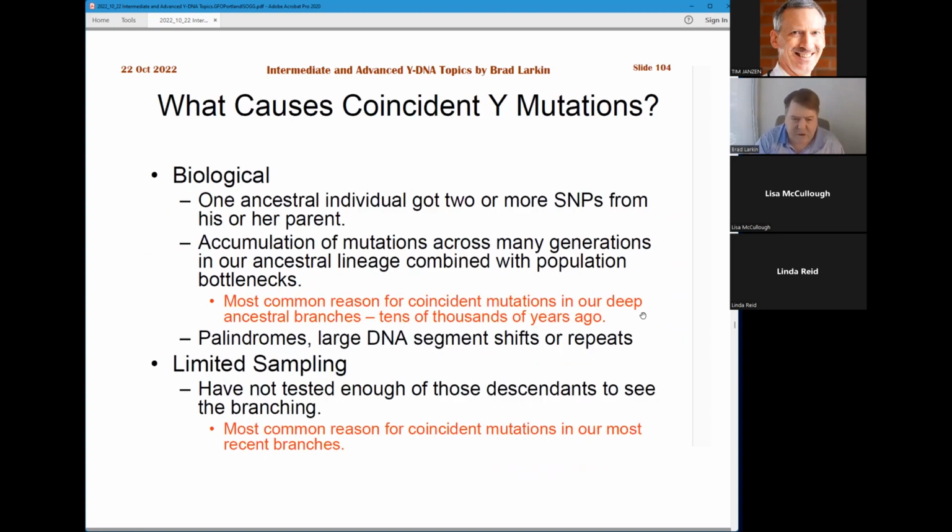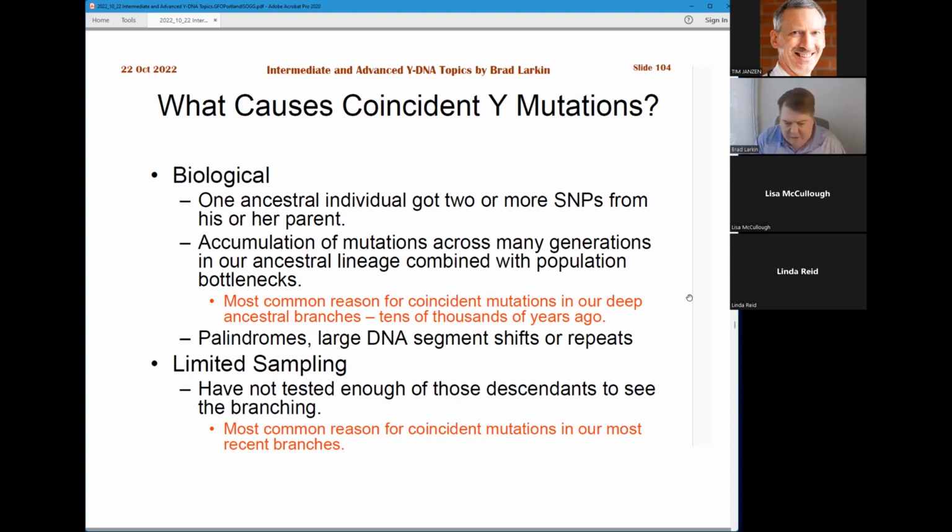The biological causes of coincidence are that one ancestral individual got 2 or more SNPs from his or her parent. So you could inherit 2 SNPs in one generation, but more often they're an accumulation of mutations across multiple generations, combined with a population bottleneck such that when we see one, we see the other. The other reason we can see coincident mutations is because we have limited sampling. We just haven't tested enough of those descendants to break out which one they are. That's often what we see in populations that haven't been seen very much, such as, say, a South Pacific Islander.